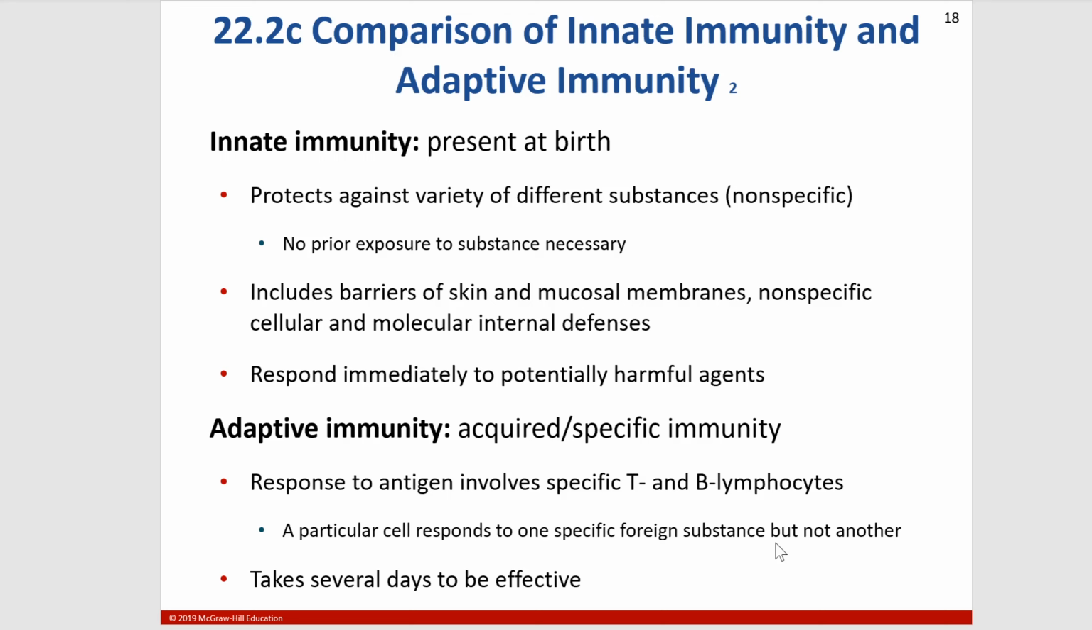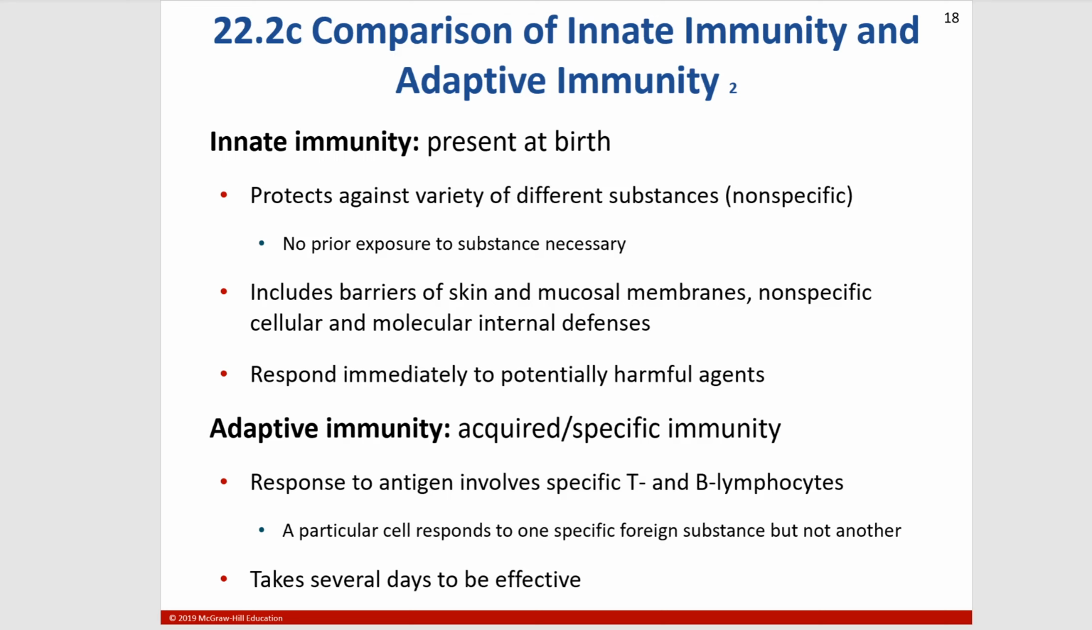The innate immunity, as it says, is present at birth and protects against a variety of things. Part of the innate immunity is all the things that can and do protect us from infection. That includes barriers like skin and mucous membranes, cellular defenses, so defenses in the cell like lysosomes, and then defenses outside the cell. All of these are innate immunities. Adaptive immunity is one that has been acquired, and like I say, it's specific. It's adapted to give us that immunity.